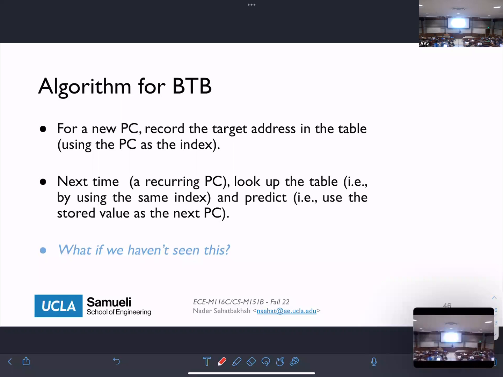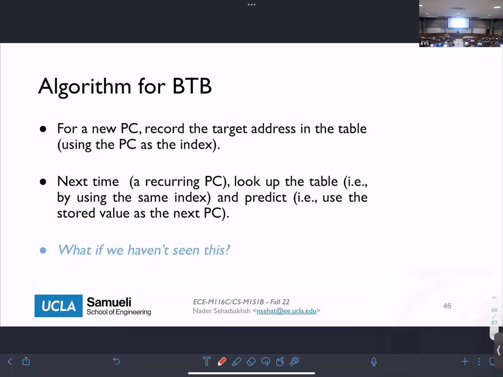But the majority of scenarios is when we are seeing a recurring PC, a PC that we have seen before, and we need to look up the table. We basically need to go through the table, which I'm going to describe how we do it, and then find, in other words predict, the target address. Then we replace the current PC plus 4 with that address, because we have recorded that target address.